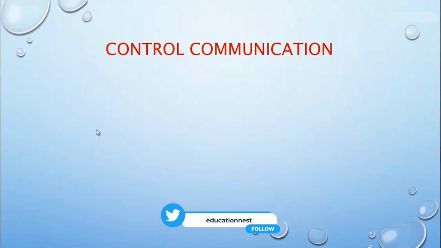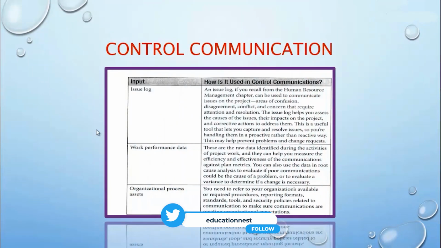Now we continue with some more inputs used in control communication, like your issue log. An issue log is nothing but your list of issues with the customers or your internal issues. An issue log, if you recall from human resource management, can be used to communicate issues on the project: areas of confusion, disagreement, conflict and concern that require attention and resolution. The issue log helps you assess the causes of the issues, their impacts on the project and corrective actions to address them. This is a useful tool.